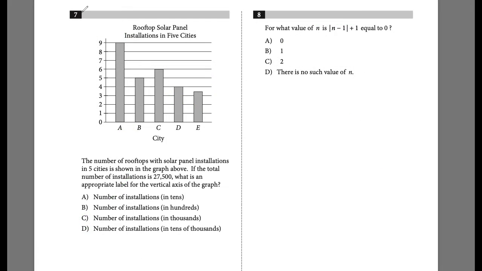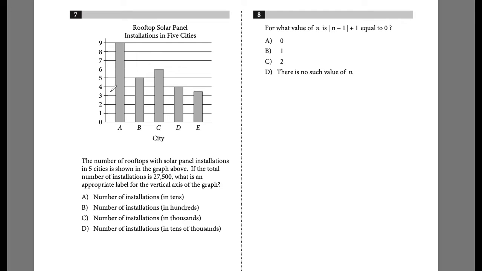Number 7. The number of rooftops with solar panel installations in 5 cities is shown in the graph above. If the total number of installations is 27,500, what is an appropriate label for the vertical axis of the graph? If we look at the vertical axis, we'll see for city A, we're at 9. For city B, we're at 5. C, we're at 6. D, we're at 4.